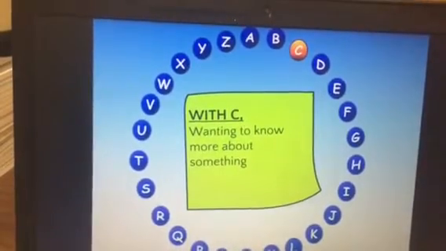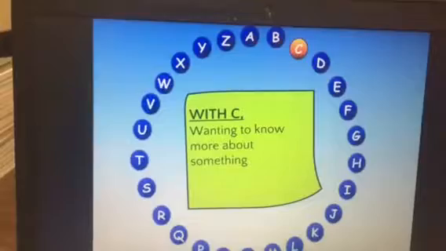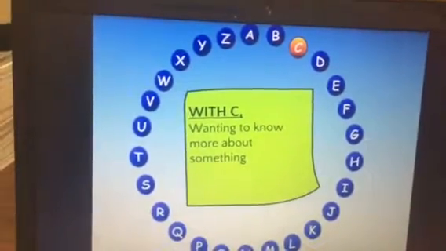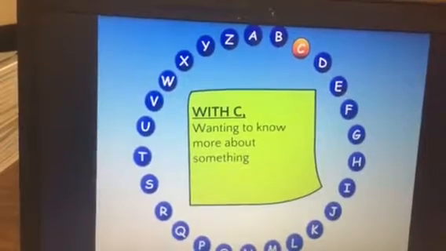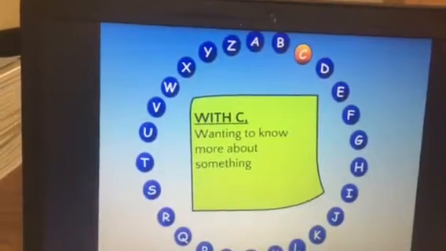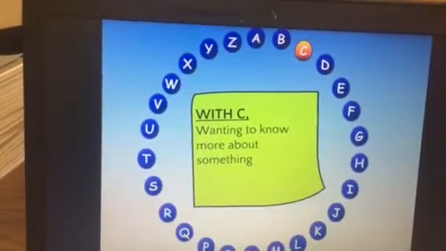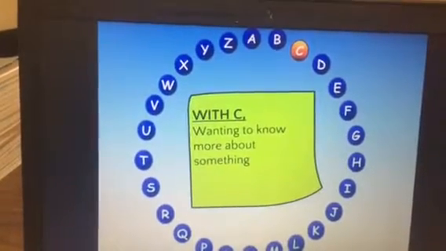With a C, wanting to know more about something, that player doesn't know, so they say pass. It goes over to the competitor, they say curious. If both players pass, it would go back to the person who is in control to start.